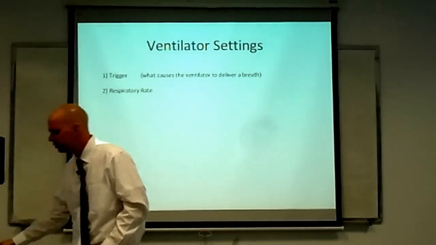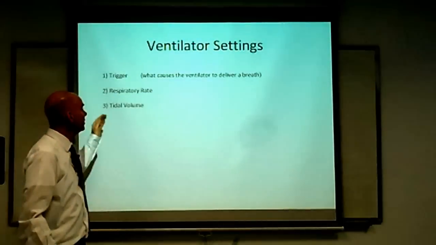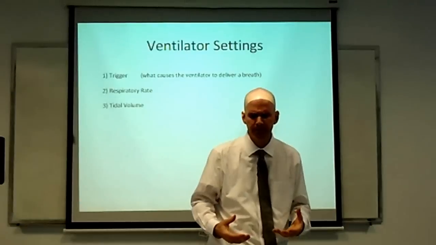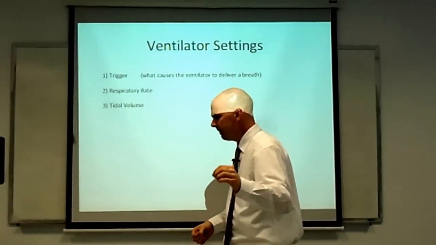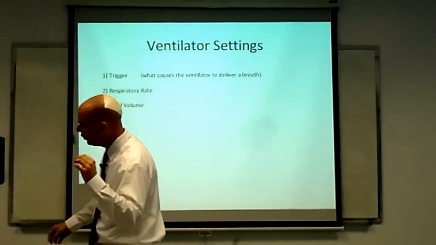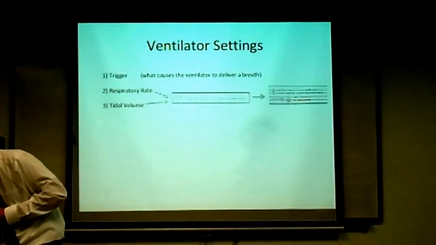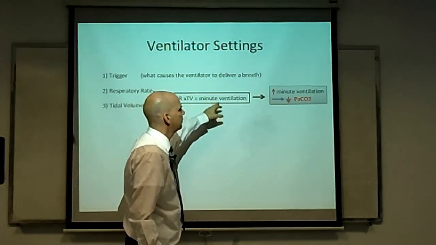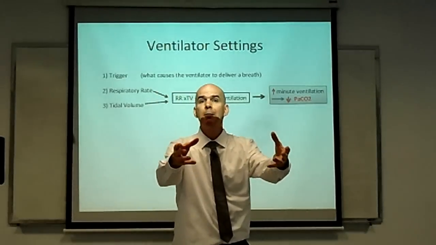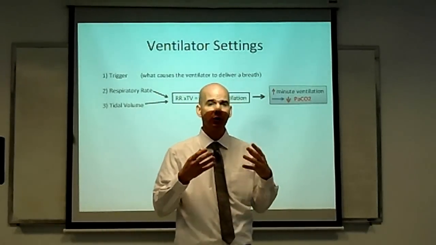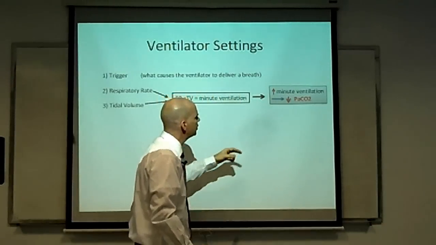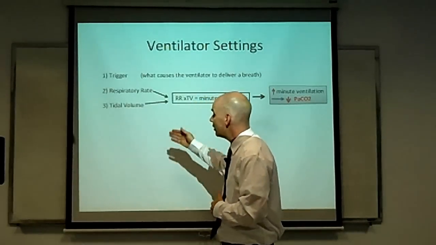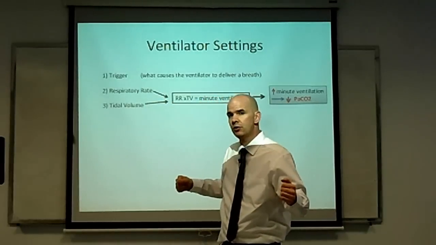The other key player in CO2 control is tidal volume. Tidal volume just means how much air is coming in with each breath. If I take respiratory rate, number of breaths per minute, and multiply it by tidal volume, amount of air coming in with each breath, I get minute ventilation, which means complete amount of air coming into the patient's lungs per minute. And the higher the minute ventilation, the lower I can get the patient's CO2. So respiratory rate and tidal volume are the main ways for CO2 control.